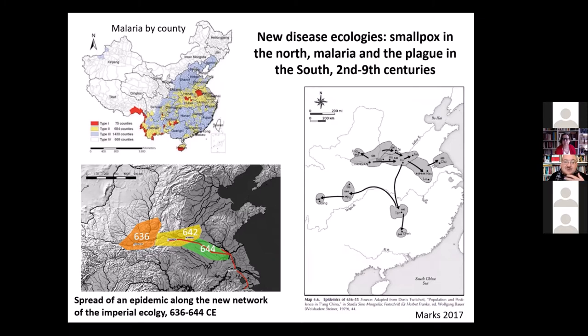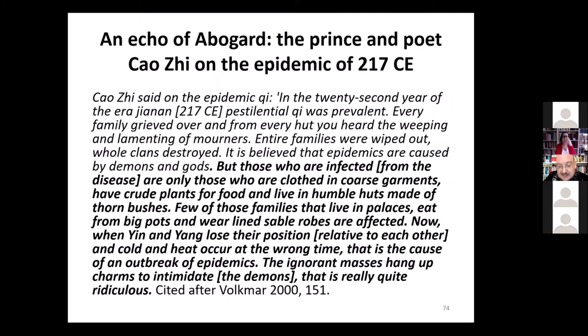So this is also a similar unintended effect of imperial entanglement that we have, that this also eases the spread of these pathogens. And we have an interesting comment here to an earlier period of epidemics at the end of the Han dynasty in the late second and early third century. And this is by the prince and poet Cao Zhi. He was the son of the famous general Cao Cao, the one who is fighting the battle at the Red Cliff, if you have read the famous Chinese novel.